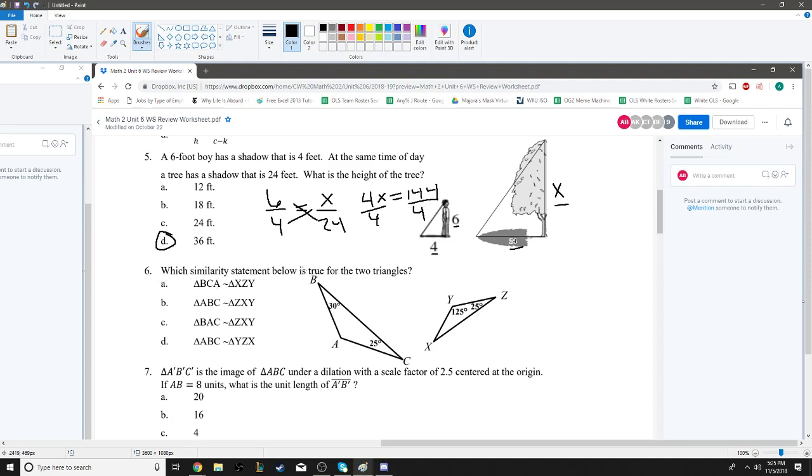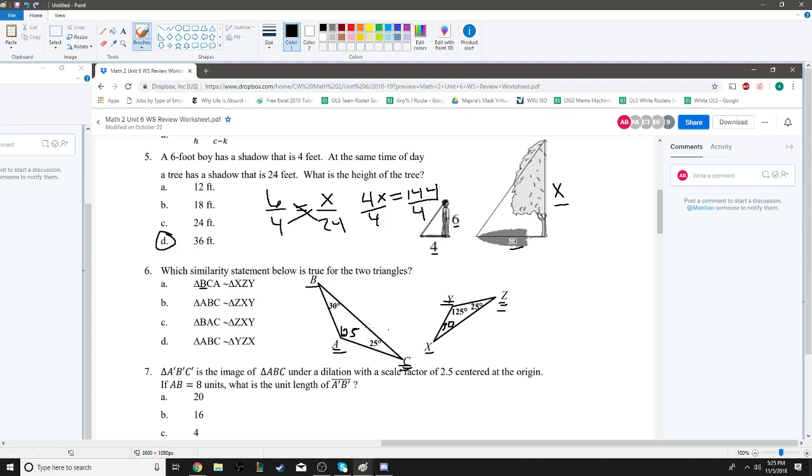Which similarity statement below is true for the two triangles? So let's take a look. This is 30, this is 25. That means this must be 125. And that's 125, that's 25. That means this must be 30. So we just need to match up and make sure they go right. So B is 30. That matches with x. B and x should be together. A and y should be together. C and z should be together.